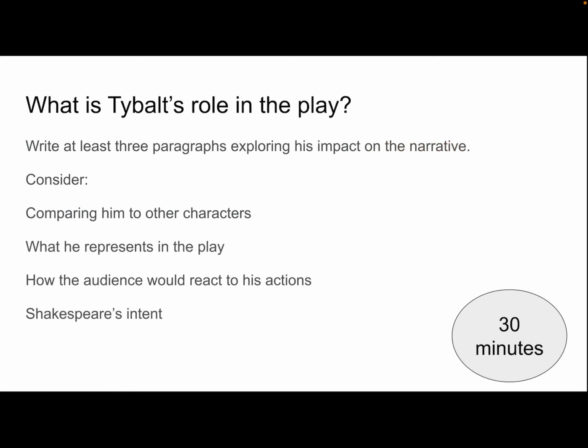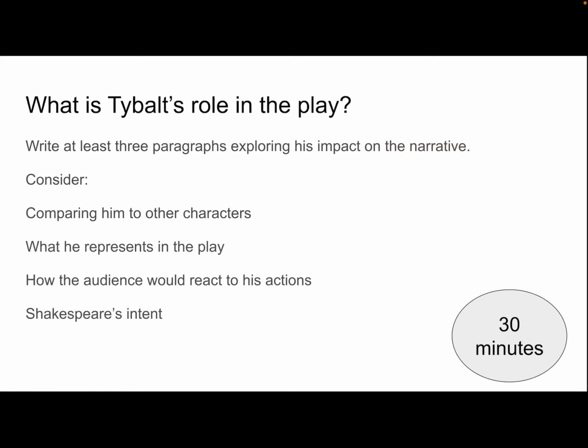Now, you've got those three scenes with those three key quotes, and of course the comments are just made for you. What I'm going to ask you to do now is, you have 30 minutes after I finish speaking, and what I would like you to consider is, what is Tybalt's role in this play? So in 30 minutes, I would like you to write at least 3 paragraphs where you explore his impact on the narrative. Think about the quotations I've just mentioned. If you want to use others, absolutely fine.